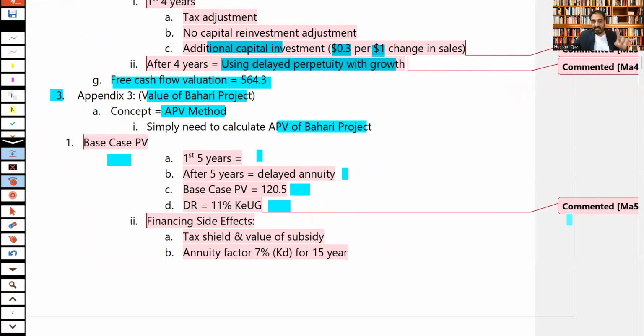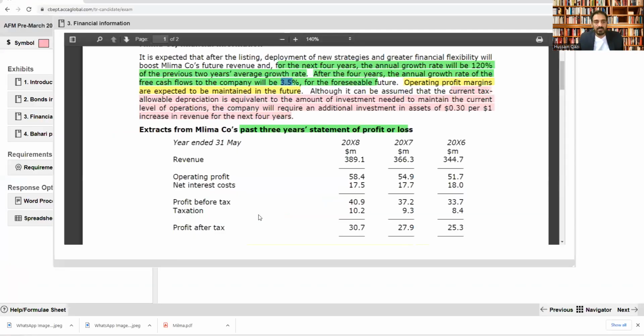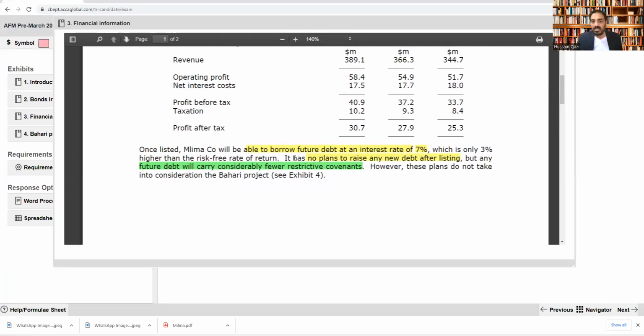But this is the base case NPV. What about the financing side effects? This is the second one, financing side effects. Very simple: tax shield and value of subsidy. It's a normal working of the APV. Tax shield, that's of the interest. Value of subsidy, subsidized loans. Here all details are available about this.